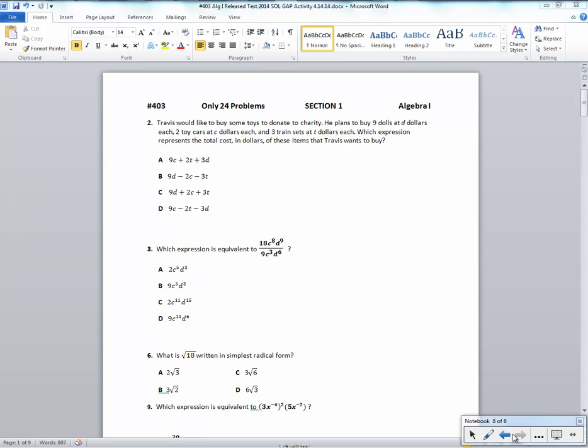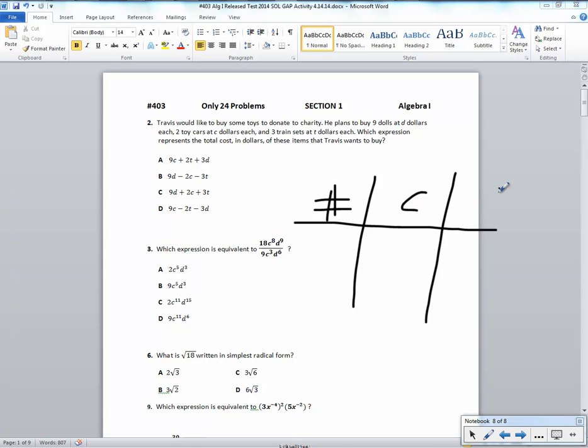The next one, you are working on a setup for exponents. What you want to do is split this up into 3 different columns. So you have your numbers, you have your C's, and you have your D's. Realize that you are going to subtract the exponents when you divide. So 8 minus 3 and 9 minus 6. And you also have to reduce the fraction.